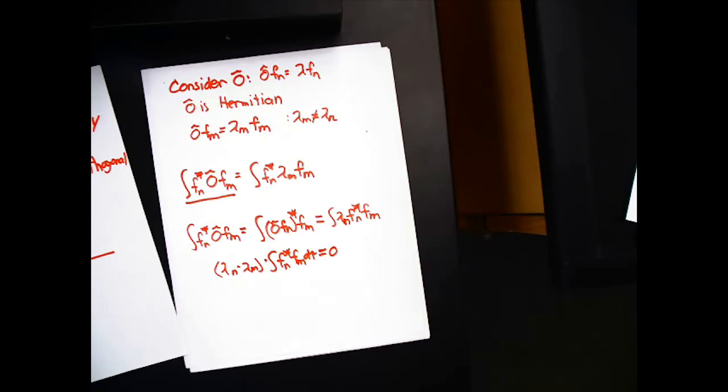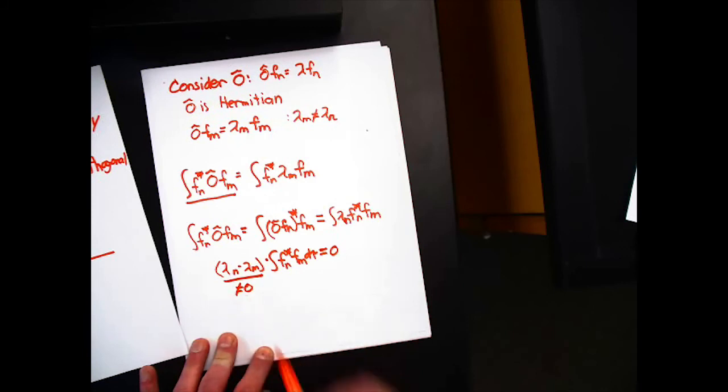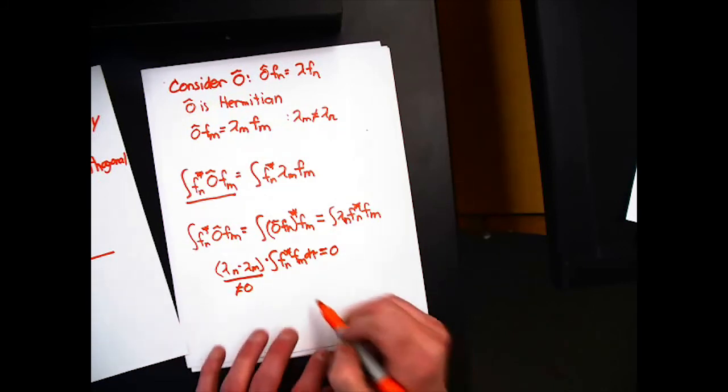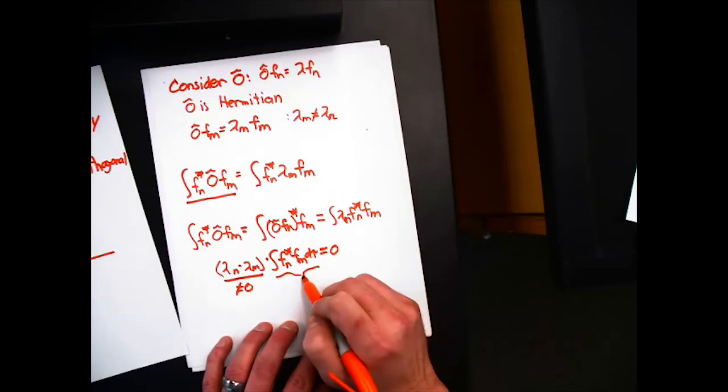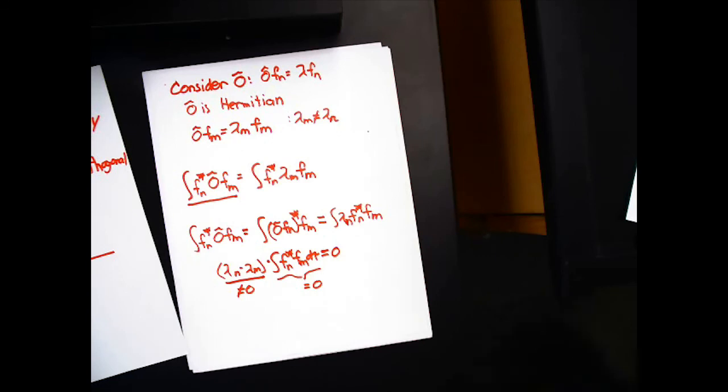So we already know that this is not equal to 0, right? The two eigenvalues are different. So therefore, the integral over all space of the two eigenfunctions has to be equal to 0.